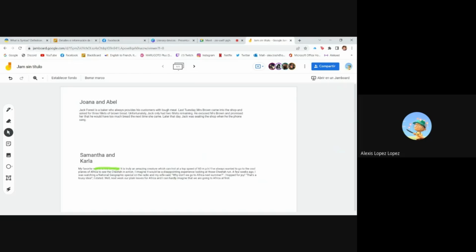All right, so let's start. You have 10 minutes. Okay, you guys are doing all right. Here with Joanna and Abel, we're seeing that they're already highlighting the errors on the text, and with Samantha and Carla. Girls, you need any help with this or you got this? I see that. Okay, correct.